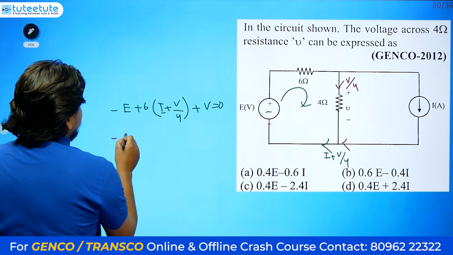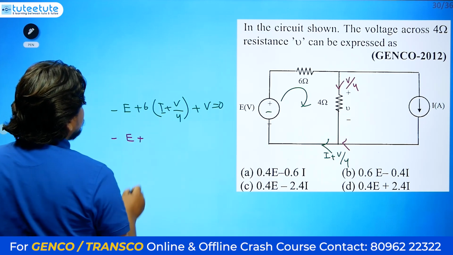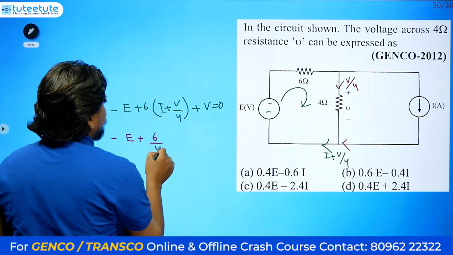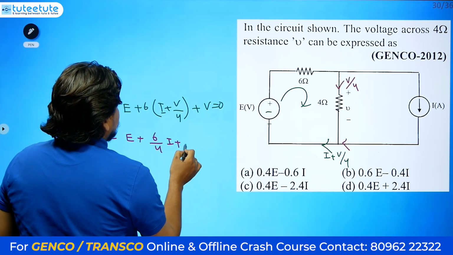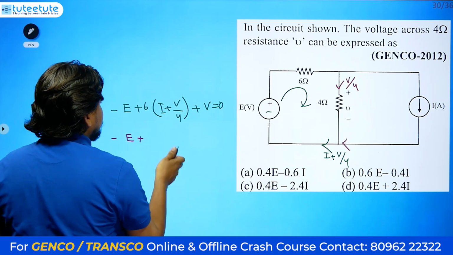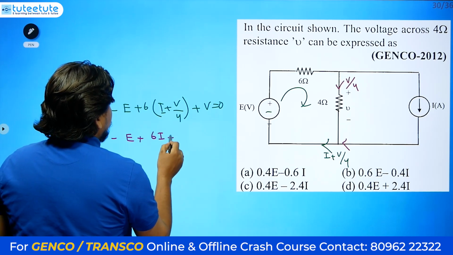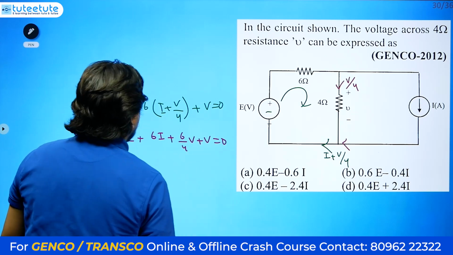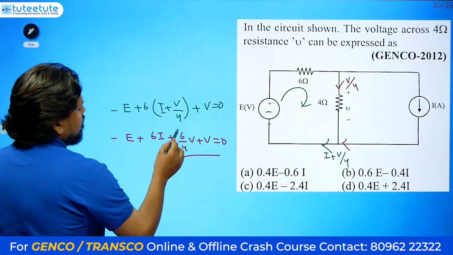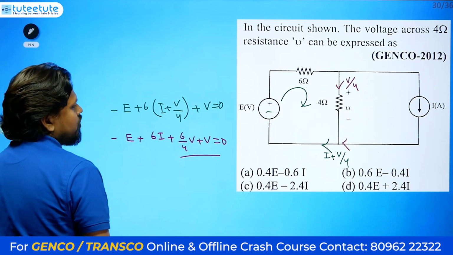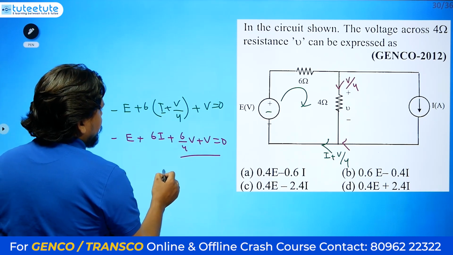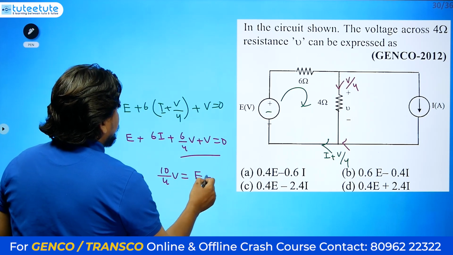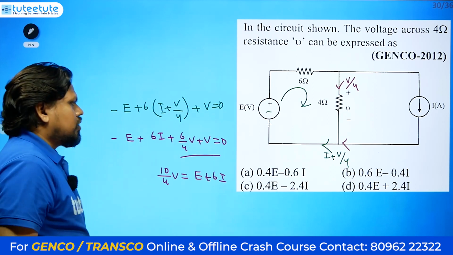So we can simplify this one, so you will be getting 6I plus 6 by 4 into V plus V equals to E. We need the V value. 6 by 4 V plus V, you will be getting 10 by 4. So 10 by 4 V is equal to E plus 6I.